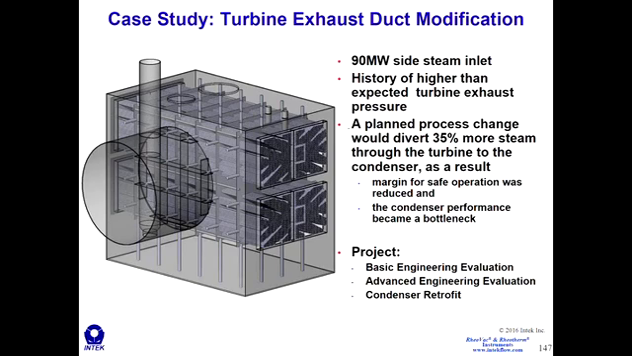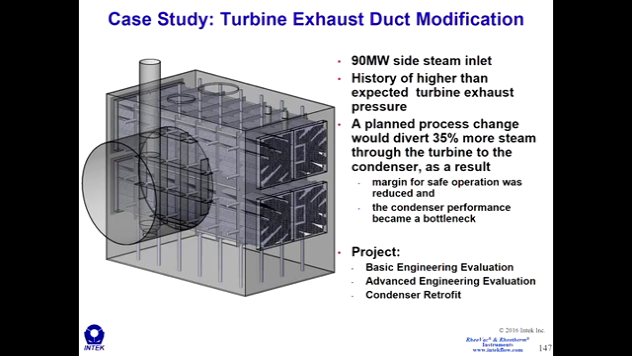This particular unit, they plan to increase the duty to the condenser 35%. And the plans were already implemented when they found out that this condenser would be a bottleneck to this process. So they kind of had their backs up against a wall. They committed to this additional steam being emitted to this condenser, and so they were looking for ways to improve the condenser pressure without having to completely replace the equipment.